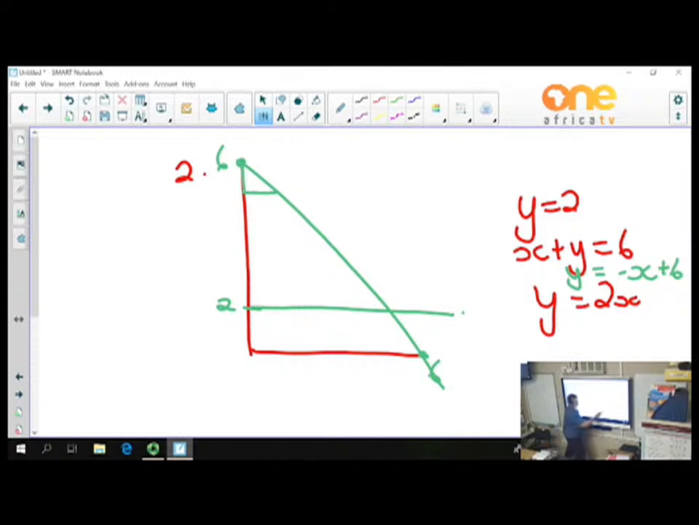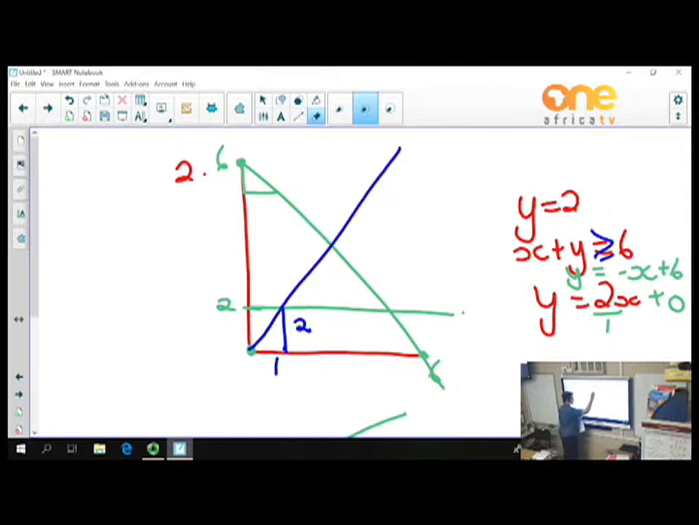What about this one? There is no C, which means that line starts here at 0. What is the gradient? Delta y over delta x, 2 over 1. Okay, you're right, it's delta y over delta x, so it's 2 over 1, like this. There's the 2 and there's the 1, so this is the line. Okay, and then let's just get the inequalities.